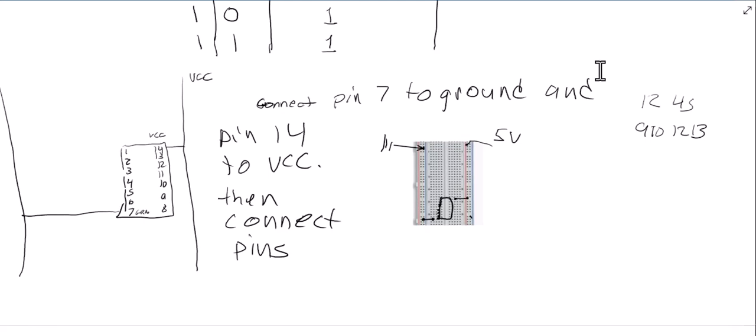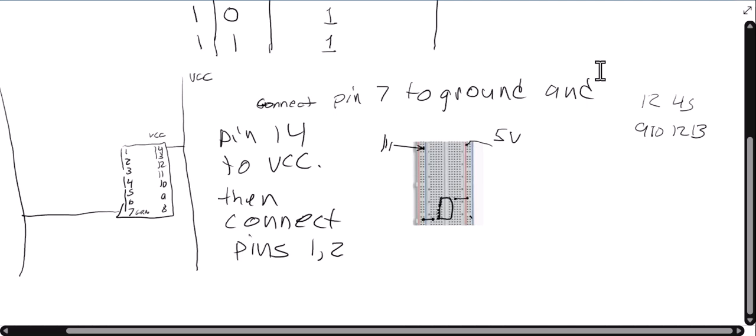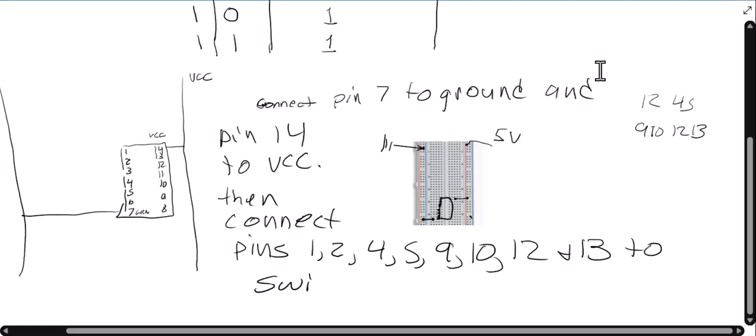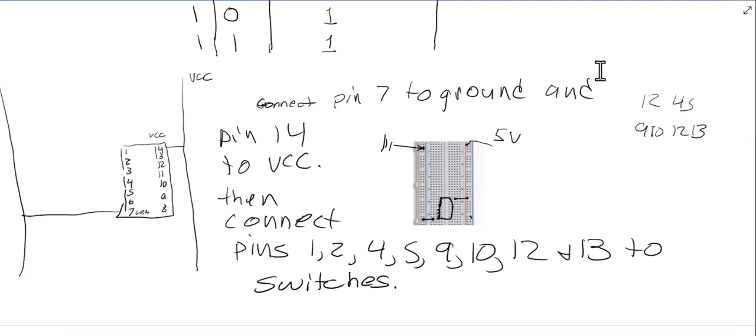So then connect pins 1, 2, 4, 5, 9, 10, 12, and 13 to switches. You're going to have this thing called a trainer kit that has switches on it. When you connect them to switches, those switches will correspond to on or off, or 1 or 0. So you can either send it a signal of 1 or leave it off, and if it's off, it'll be a signal of 0.